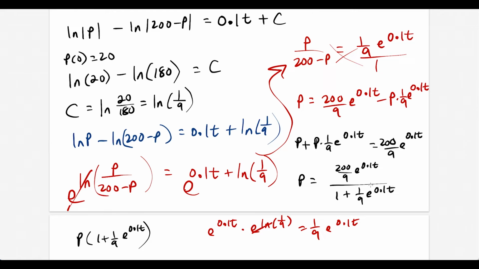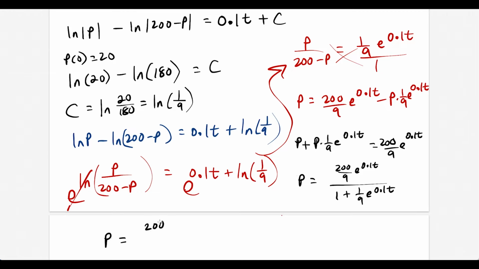And now at the AP test, we don't actually have to simplify this. But if you want to make this look real nice here, you could multiply the top and bottom by 9, and that's going to tell us that P equals 200e to the 0.1t over, and then if we multiply the bottom by 9 as well, we're going to have 9 plus e to the 0.1t. And here is our solution to the logistic differential equation.